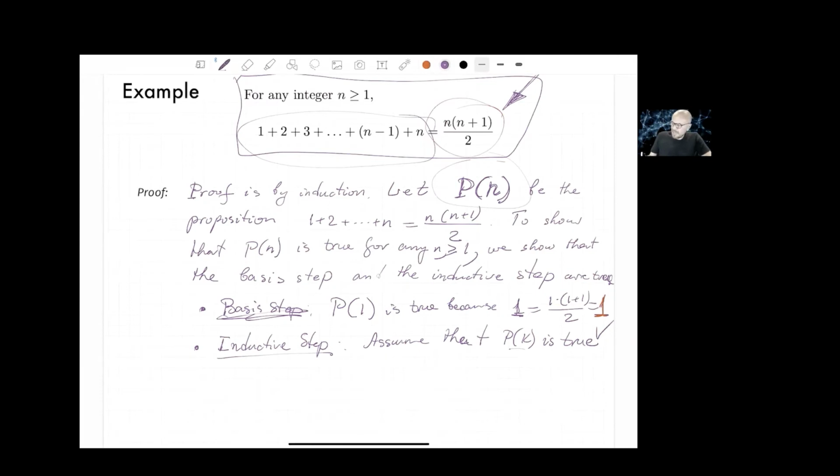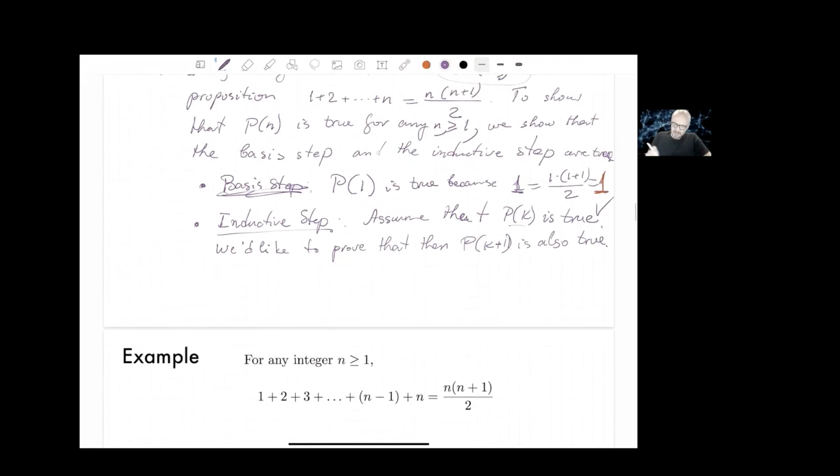So I can say, assume that P(k) is true. Then we'd like to show, prove that then P(k+1) is also true. That would prove that P(k) implies P(k+1), and that is exactly what my axiom of induction asks me to show. And if I do show this, then I'll be done. P(k+1) is also true. Okay, so now I'm proving this inductive step.